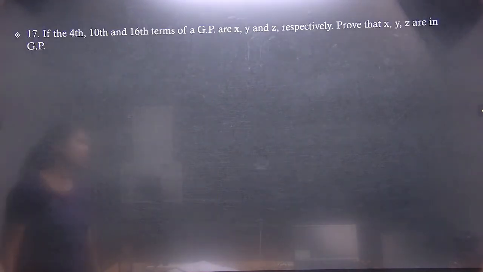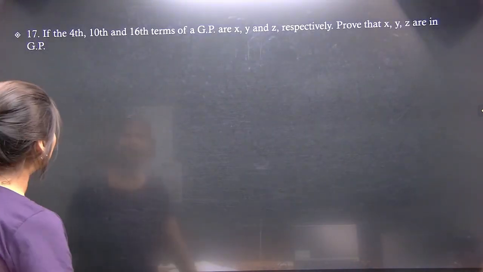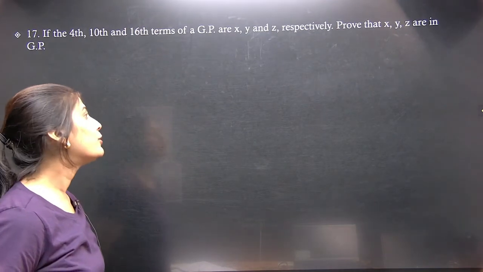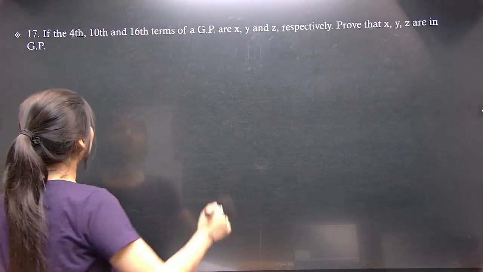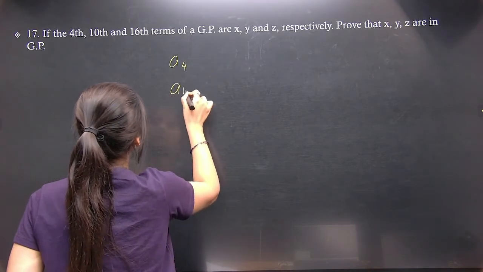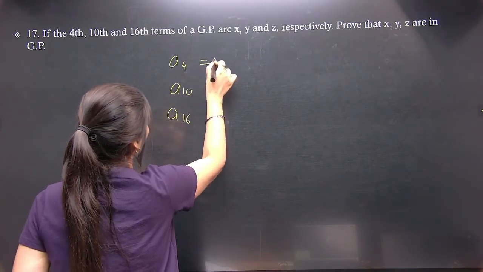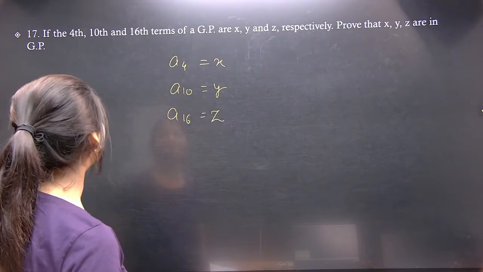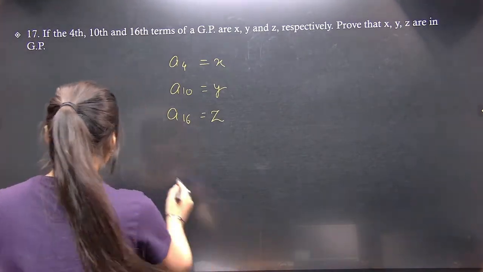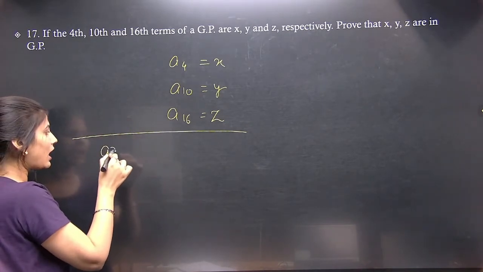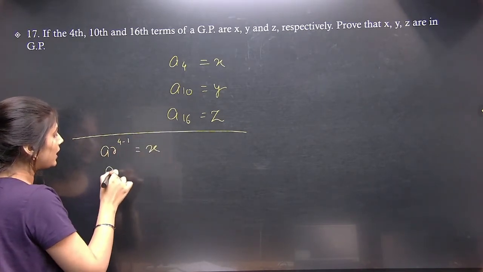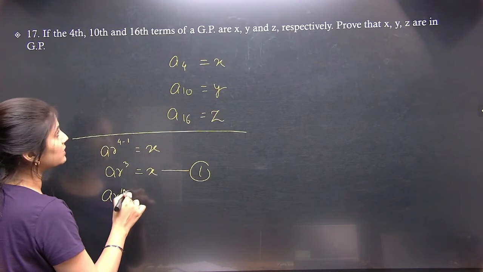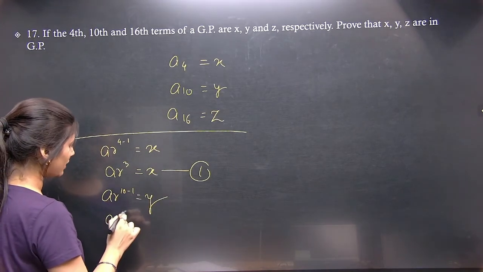Question number 17 says, if the 4th, 10th and 16th terms of a GP are x, y and z respectively, prove that x, y, z are in GP. So, see, the 4th term is x, which means ar^(4 minus 1) is x, or we can say ar cube is equal to x. Similarly, the 10th term, ar^(10 minus 1), is equal to y. So it is ar^9 is equal to y.